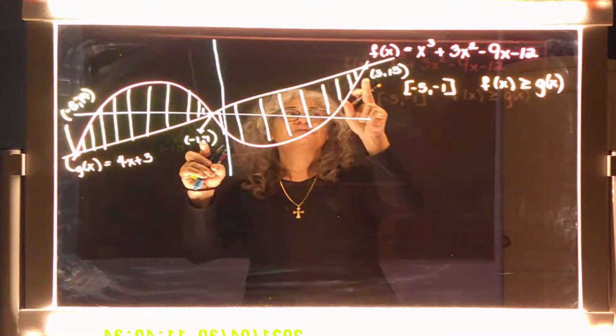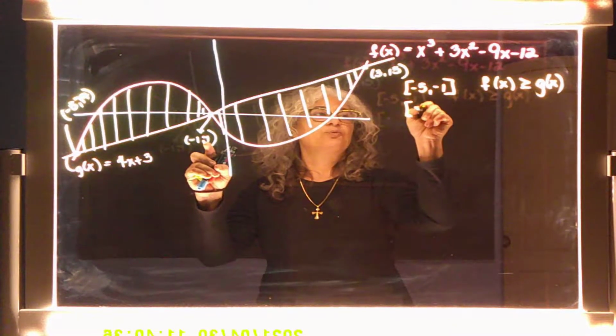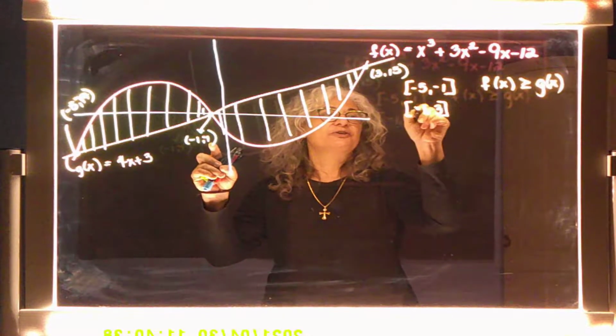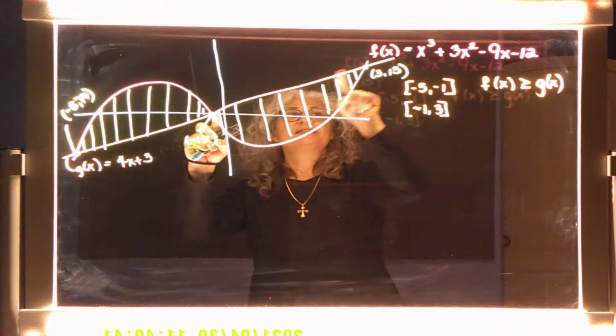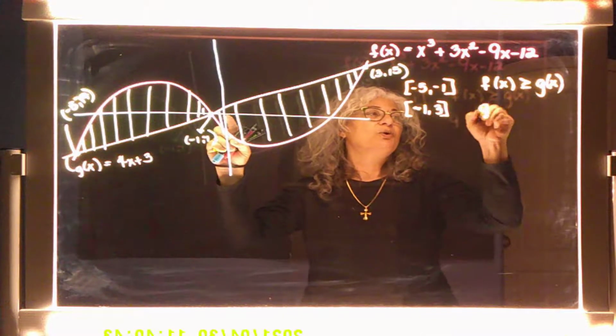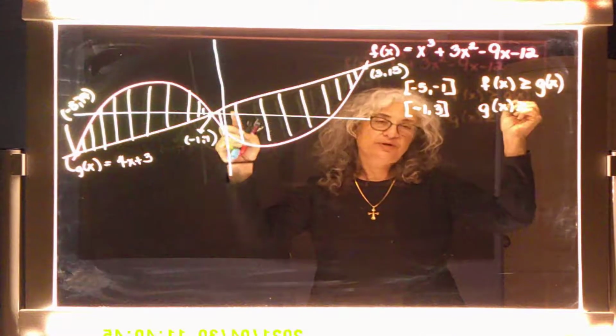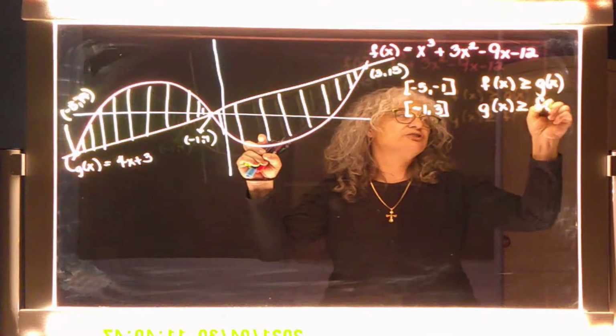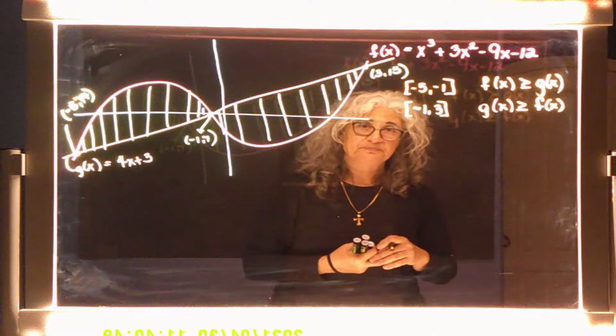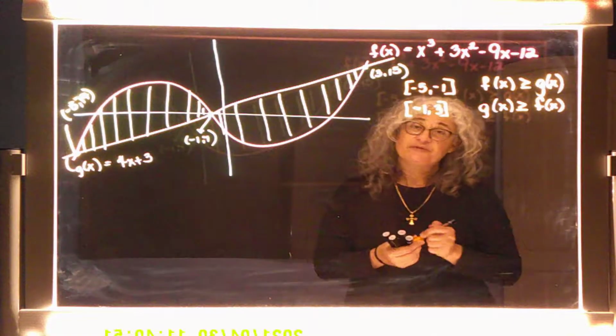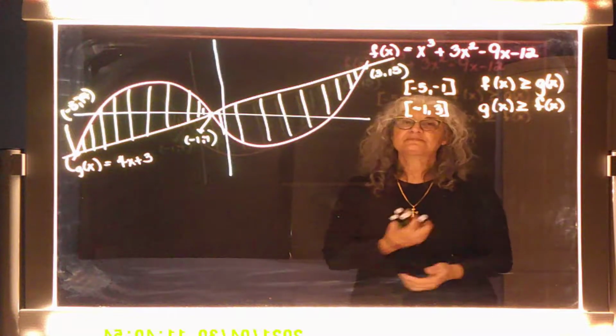But on the next interval, which started at -1 and ended at +3 for your x's, we noticed that the g of x function was higher, greater than or equal to the f of x function. Right? Okay. That's going to be very important for us.